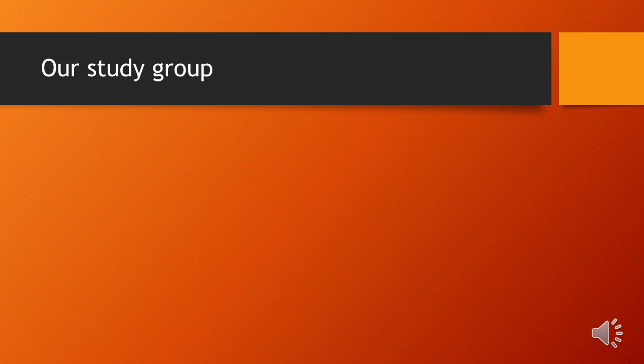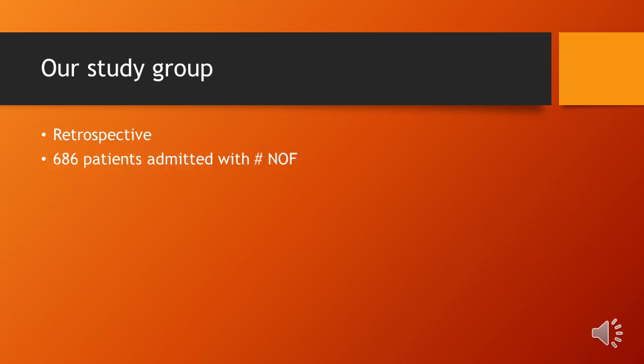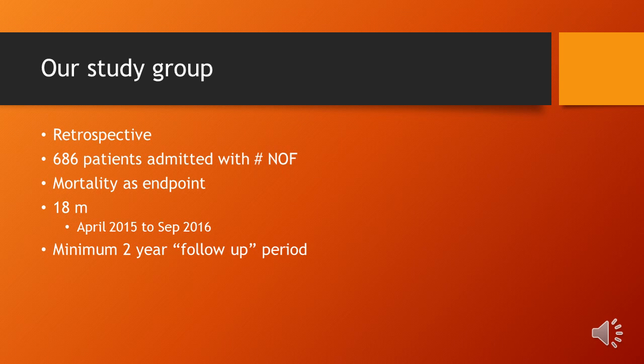Let me show you what we found. We did a retrospective analysis of the COMPASS Score of 686 patients on admission and mapped their short-term and long-term outcome. Outcome being mortality, as this is a clearly identifiable endpoint, especially in a retrospective analysis. The period we covered was 18 months between April 2015 and September 2016. All patients had a follow-up on the electronic portal system to determine the outcome, and this was last checked in January 2020.